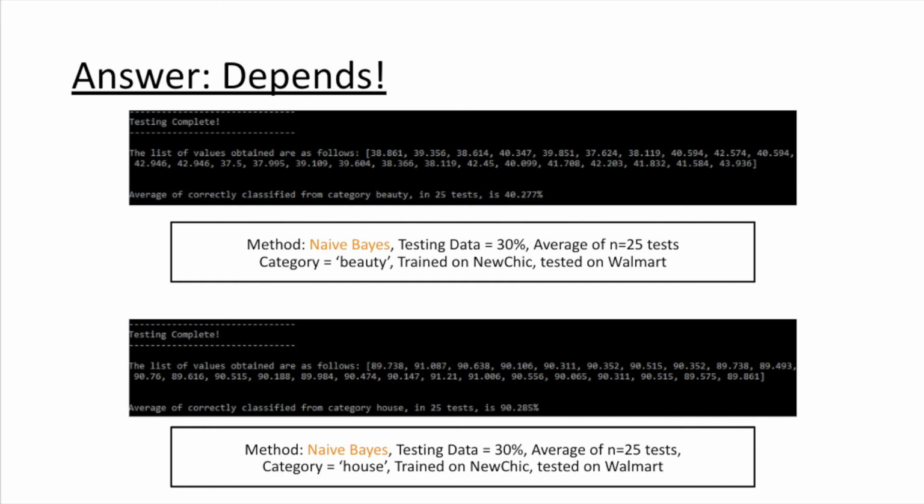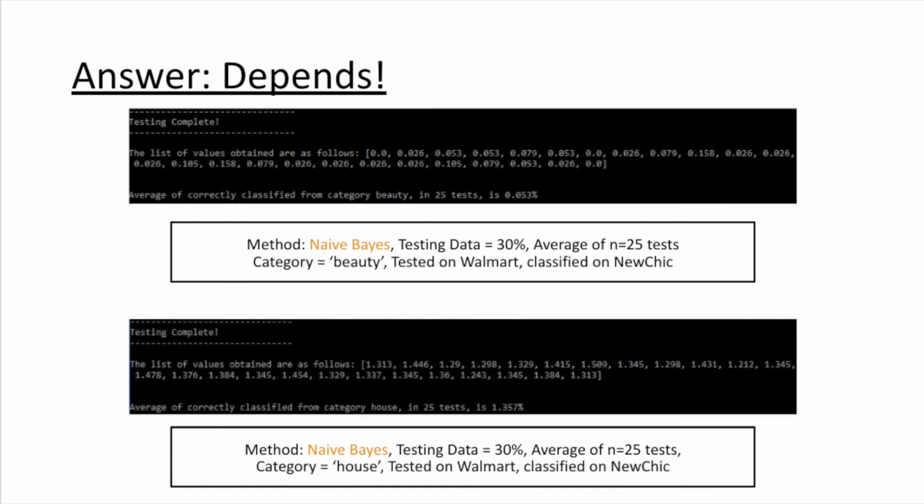While these tests were run only using a naive Bayes classifier, we intend to run all 4 methods in a similar manner and include those results in our final report. In contrast to the previous slide's results, we found that reversing the training and testing datasets produced extremely low accuracies. Training the classifier on the Walmart dataset and testing the prediction of the beauty and house elements from the New Chic dataset yields only 0.053% and 1.357% accuracy, respectively.